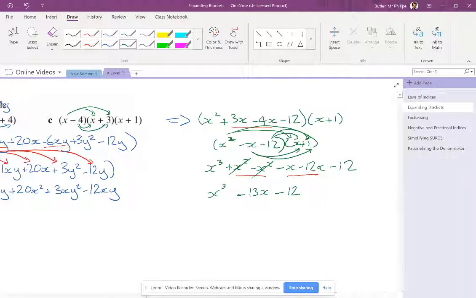Okay, and that's everything. You can now do exercise 1B, which is all on expanding brackets from the Pearsons Edexcel textbook. Good luck with that. Do it now so that you can consolidate your own learning.